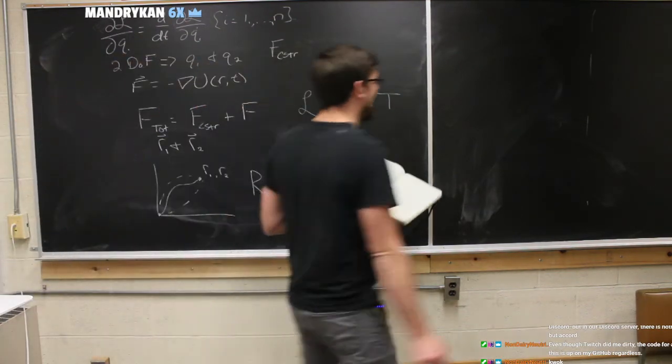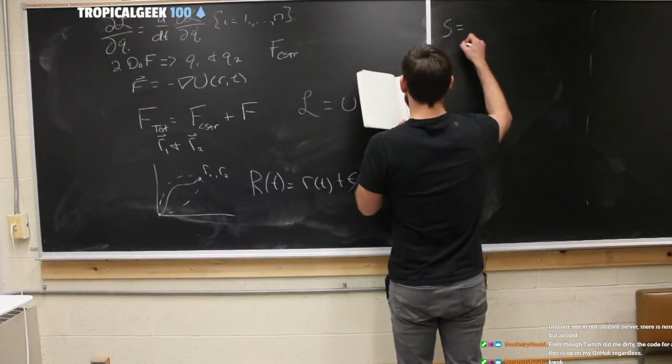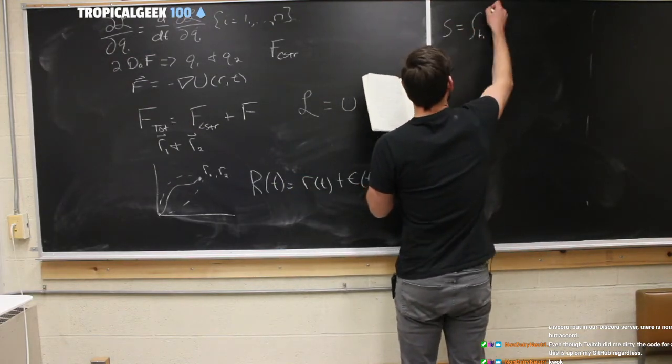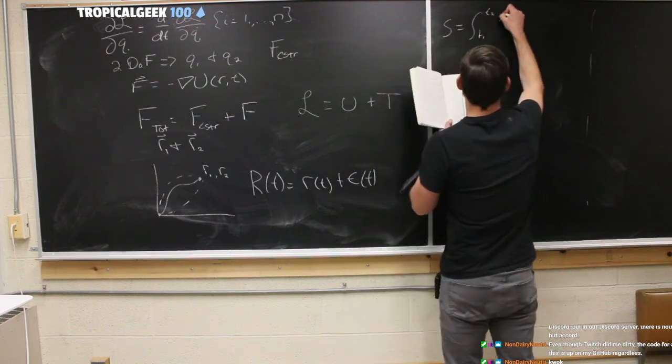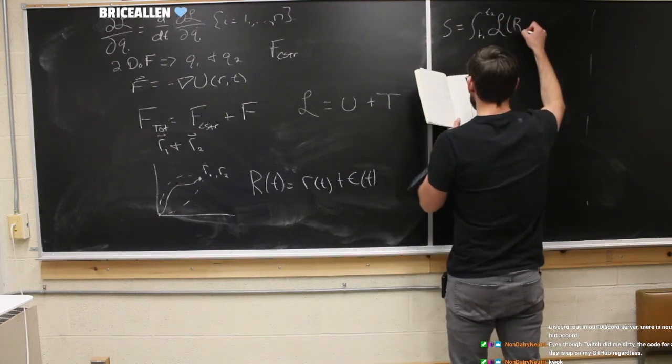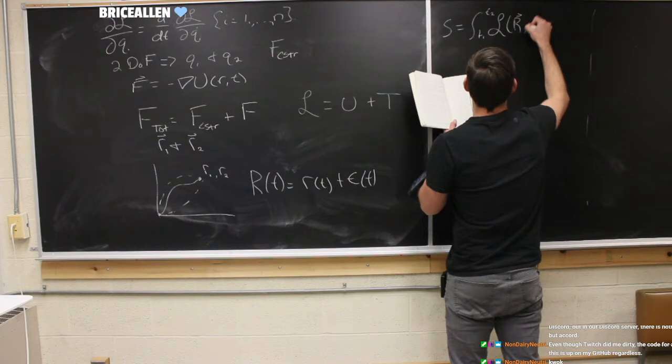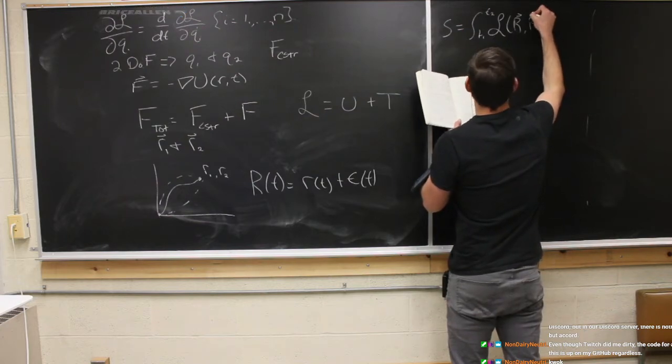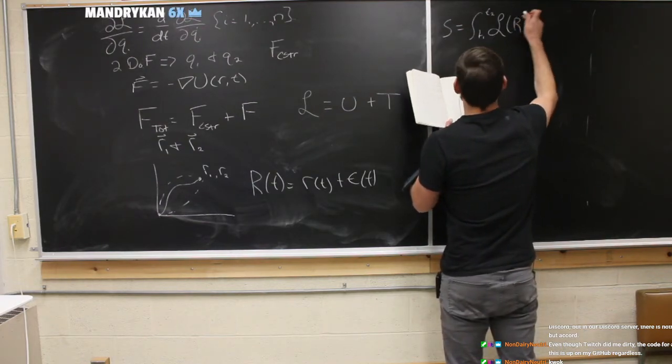But let's define the action as the integral from t1 to t2 of the Lagrangian, but now of big R, because we want to let the path be more general. Let's drop the vectors.